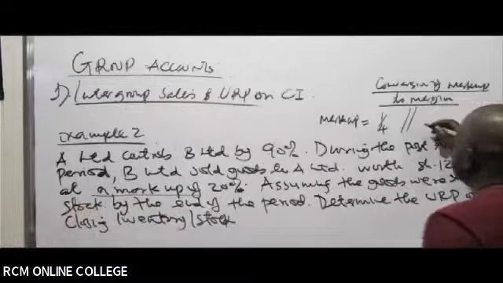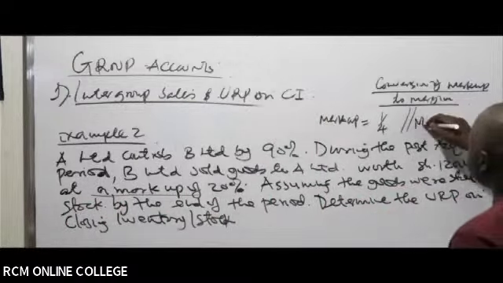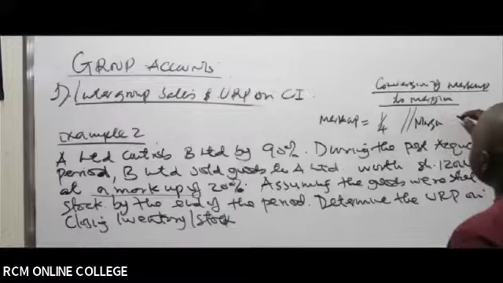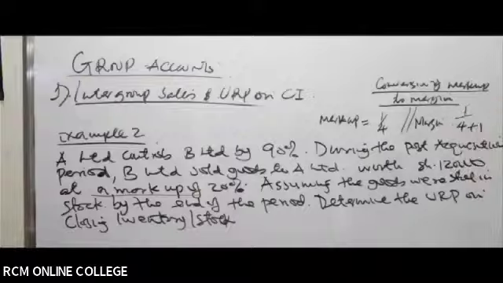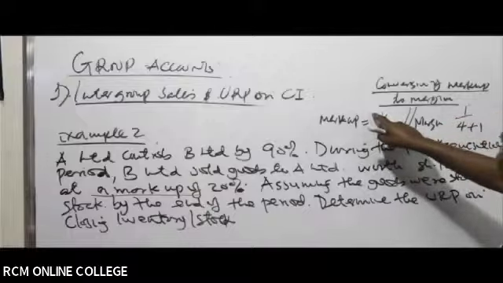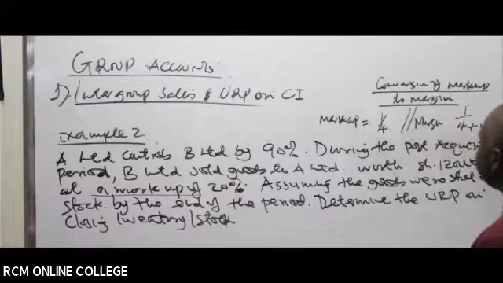So what happens here to get the margin? To get the margin, we say 1/4 plus 1. You take the numerator here and you add it on the denominator. Like that. You add on the denominator.